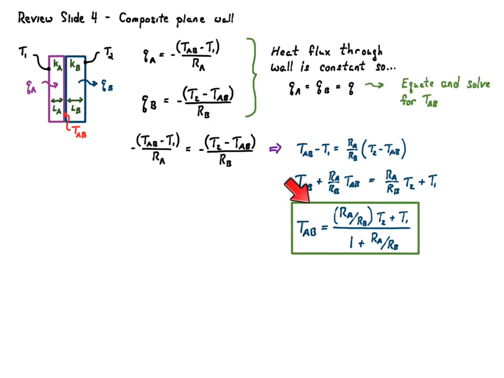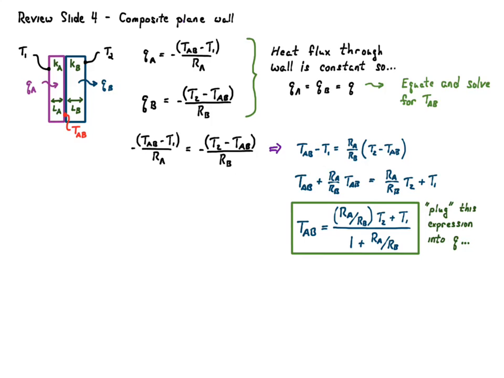So now we have TAB, and again, it is in terms of only known quantities right now. And just remember that RAB is known. It's in terms of the thermal conductivity, the thickness of the layer, and the area of the layer if we know it. If the area of the layer is not given, then the Q's here, instead of being heat rates, become heat fluxes.